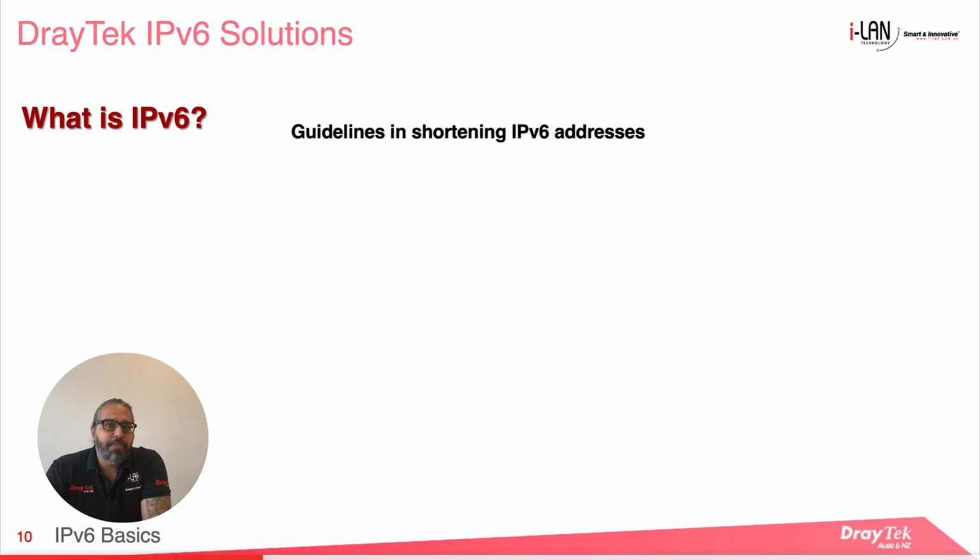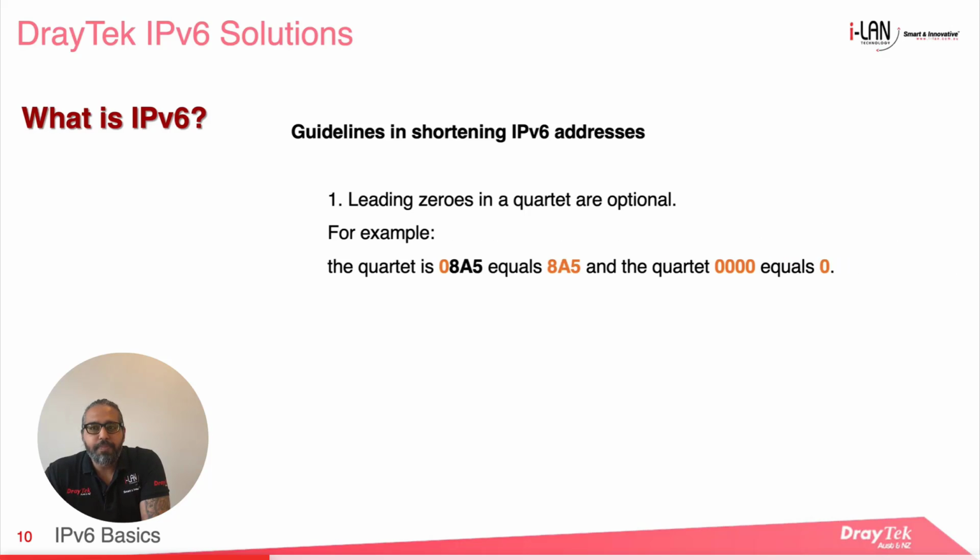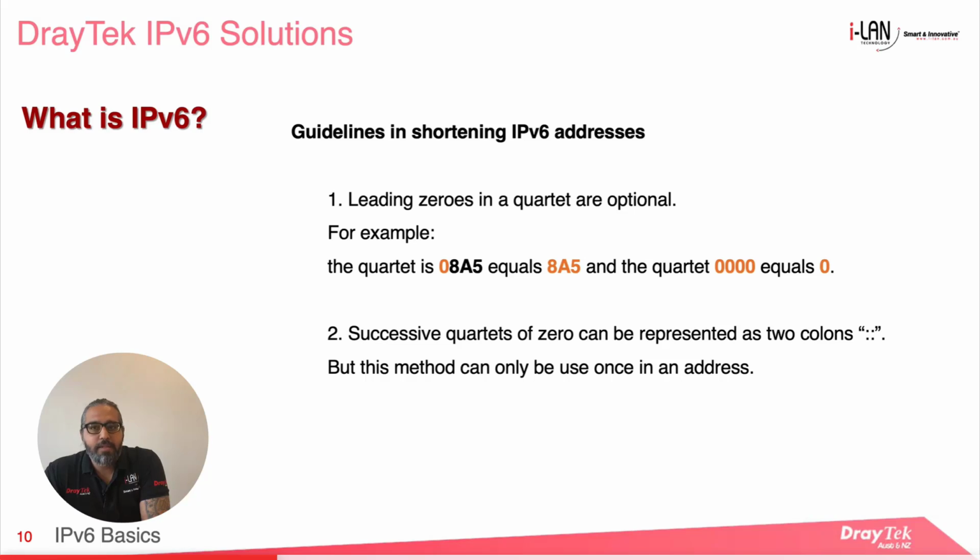There are also a few shortcuts we can use to make IPv6 addresses shorter. To begin with, leading zeros in a quartet are optional. For example, the quartet 08A5 can be shortened to just 8A5, and a quartet of zeros can be shortened to just 0. Successive quartets of zeros can be represented as 2 colons. Bear in mind, this method can only be used once in an address.